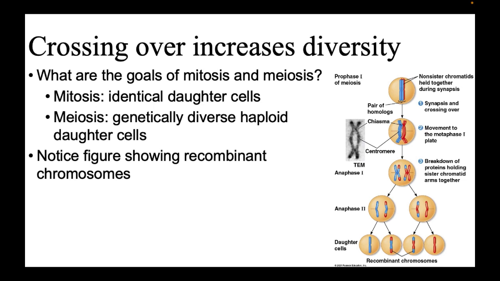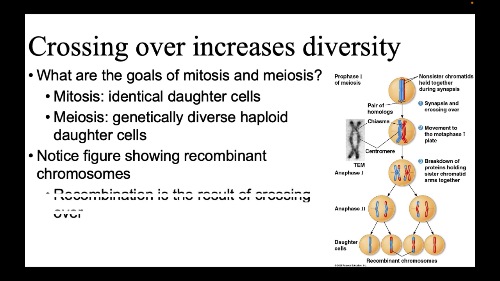What we end up forming, these chromosomes that have mix and match parts, are called recombinant chromosomes. That recombination results from what we call that crossing over event, where they swap parts. I know there's a lot of words. We have chiasmata, we have synapsis, we have tetrads, we have recombination, we have crossing over. They're all different ways of describing the same event.